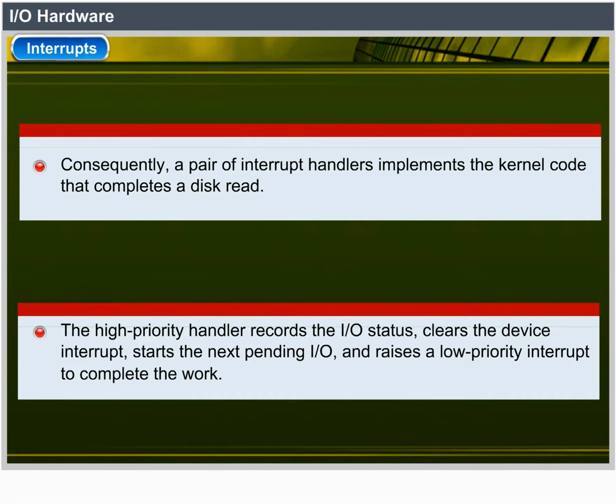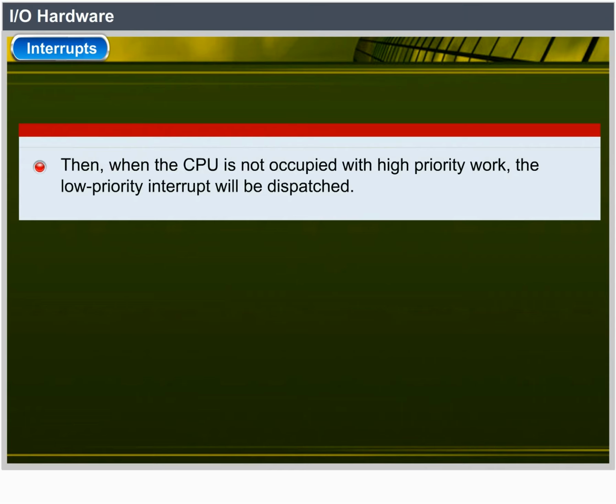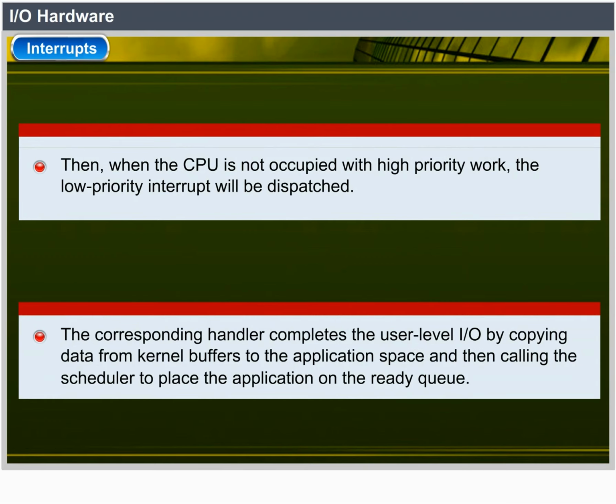Later, when the CPU is not occupied with high priority work, the low priority interrupt will be dispatched. The corresponding handler completes the user-level input-output by copying data from kernel buffers to the application space and then calling the scheduler to place the application on the ready queue.